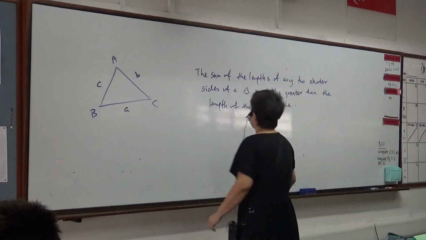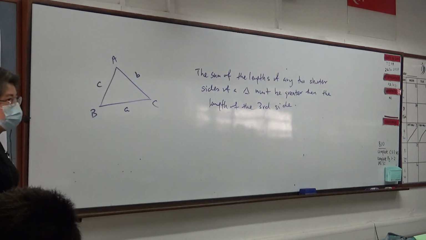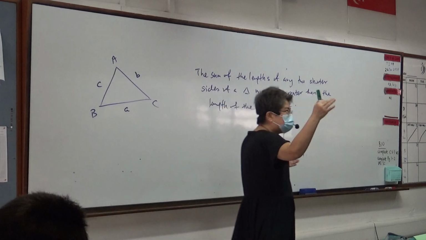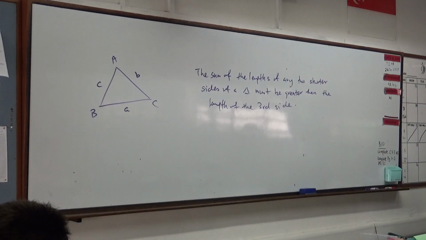The sum of the lengths of any two shorter sides of a triangle must be greater than the length of the third side. I think it's natural, right? You have two sides, and the sum of the two must be greater. How can the sum of two be smaller? Then how to draw? You understand what I'm talking about here?